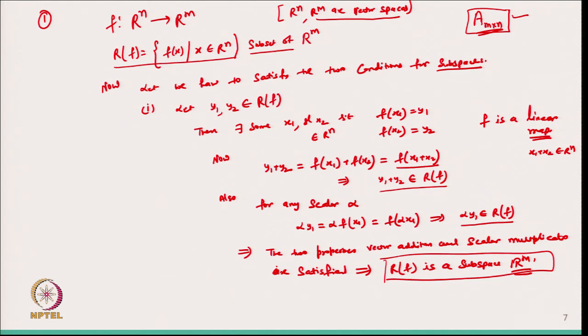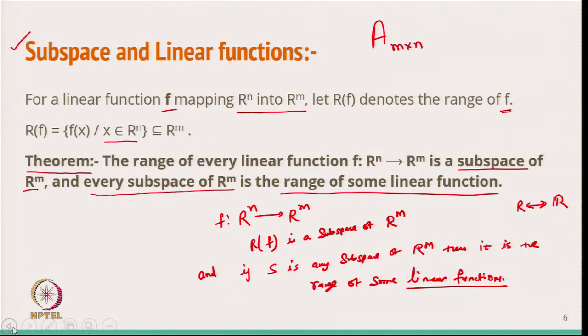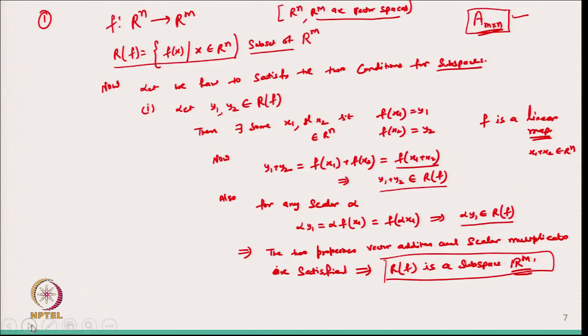Conversely, the second one is, because we have to show that the range of every linear function is a subspace of Rm. So, that we have shown. Now, we have to show that every subspace of Rm is the range of some linear function. So, this one we want to show.